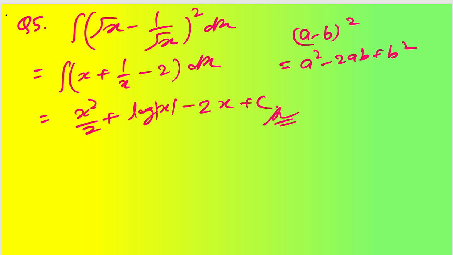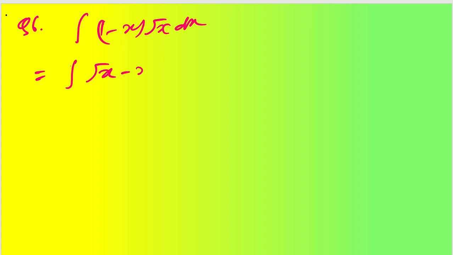Let's say another problem. We have the question: integration of (1 minus x) root x dx. So what shall we do? We can take root x inside. Why? Because this can be two terms. One will be root x and the other x root x. So this can be written as root x minus x root x dx.